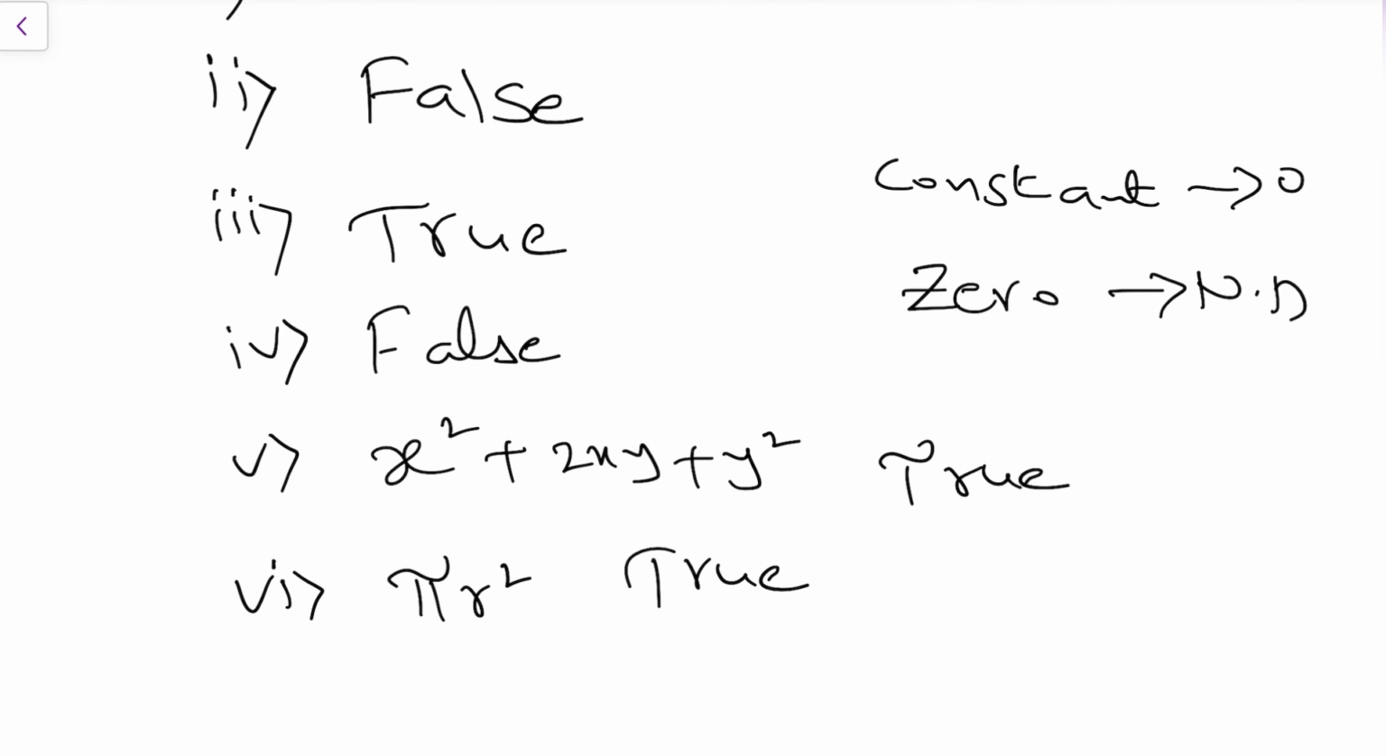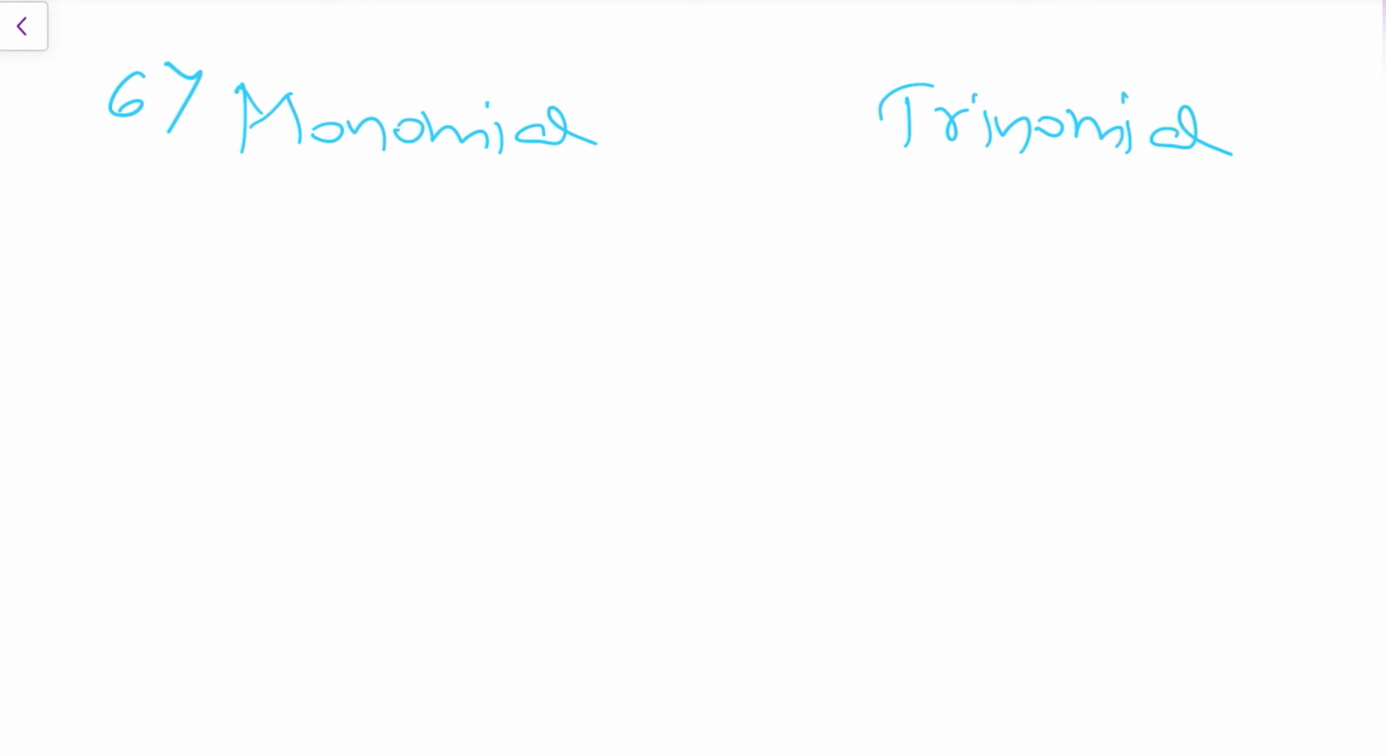Next, let us check the last bit, that is the 6th bit in this exercise. Give one example each for a monomial as well as a trinomial. Monomial means only one term, trinomial means 3 terms, and he gave one condition also, the degree should be 10. Okay, let us write x power 10, otherwise 2 times x power 10. Monomial with degree 10.